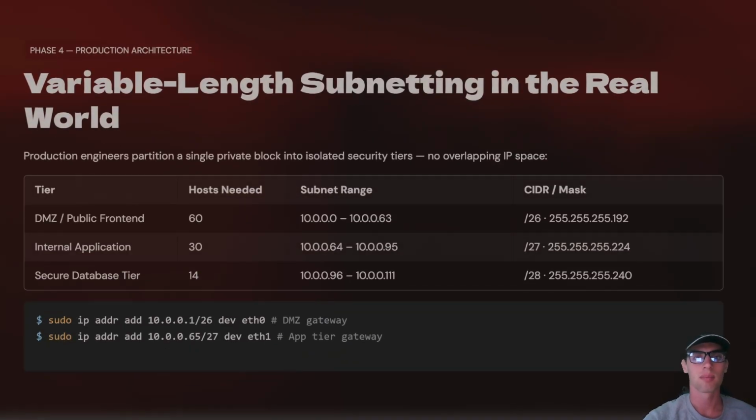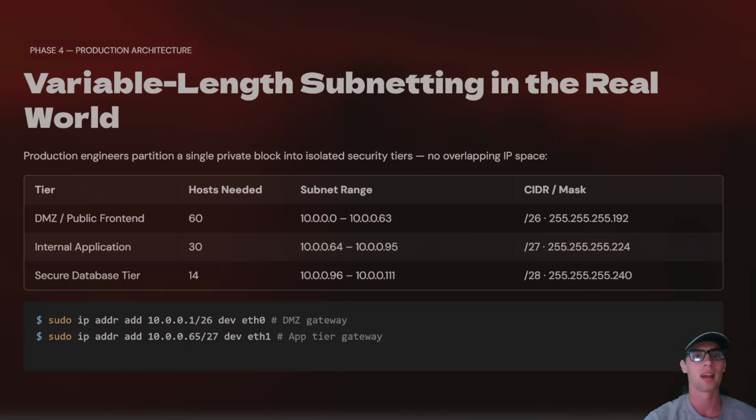Understanding this mathematical slicing is how network engineers design highly scalable, secure cloud environments like AWS VPCs or enterprise data centers. In production architecture, we never deploy massive flat networks where thousands of devices sit in the same broadcast domain. Instead, we implement variable length subnets to group infrastructure logically by security tiers. So let's have a look at an example of how an engineer would partition a standard private network block for a production deployment.